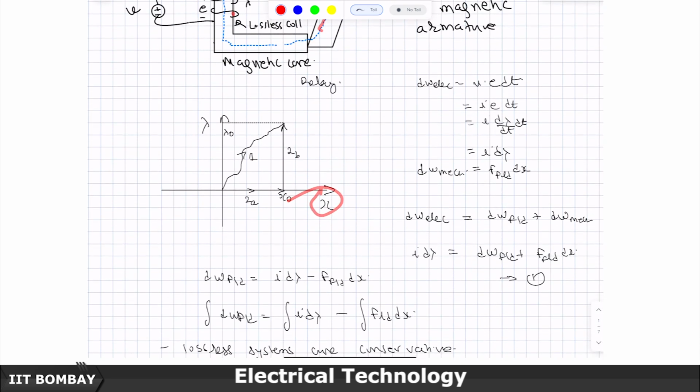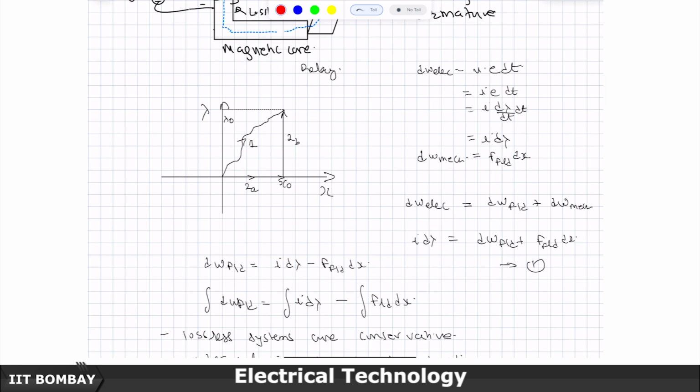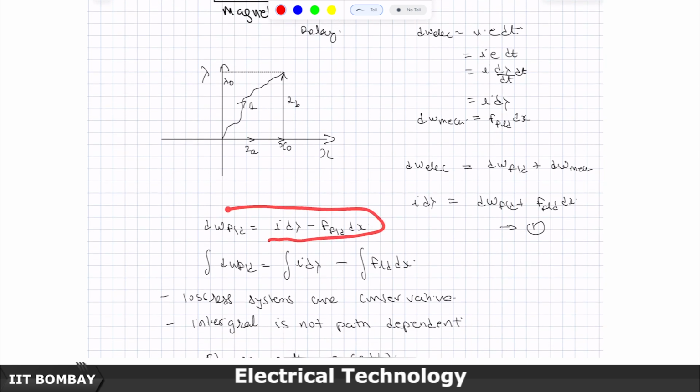If these are taken as the two state variables, why are these two state variables? Because of this very fundamental equation, it comes in terms of d lambda and in terms of dx, and lambda is related to current and dx. So, these are two independent state variables of my system.